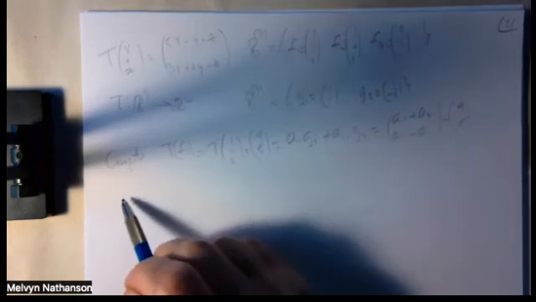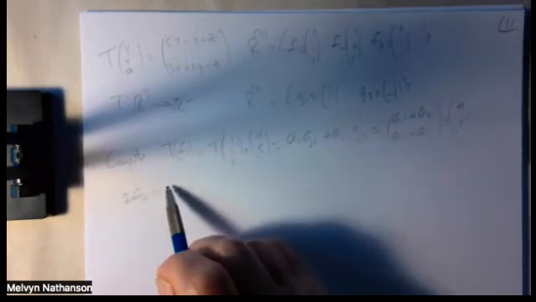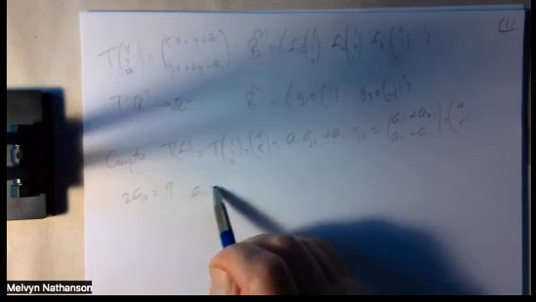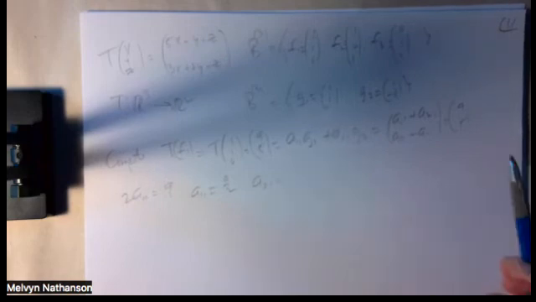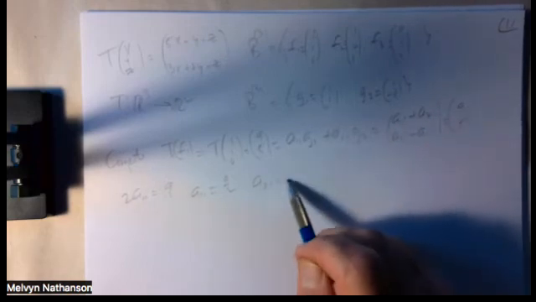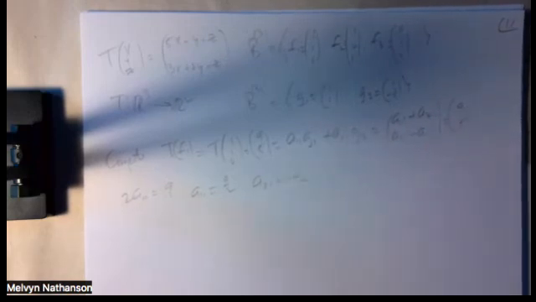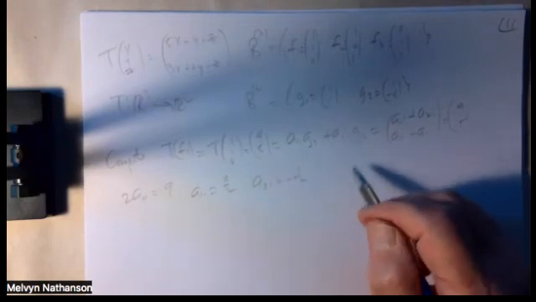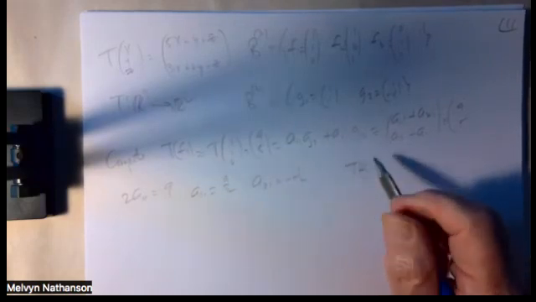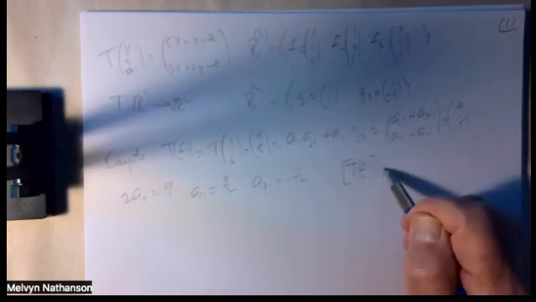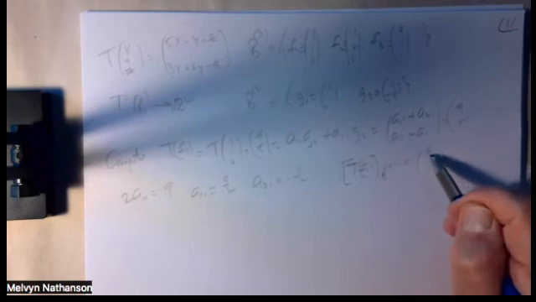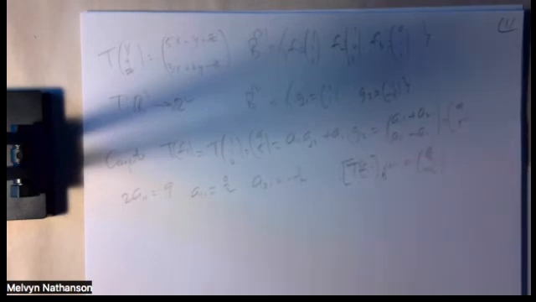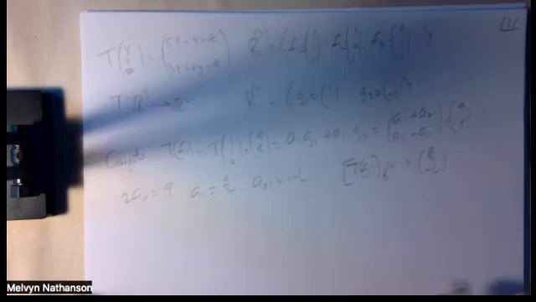If I add these equations, I get 2A11 equals 9. So A11 is 9 halves. And A21, this plus this is 4. This is minus a half. So if I take T of F1 and I write it with respect to this basis in R2, the coordinates are 9 halves, minus a half, which is what I got a few minutes ago. That's a good sign.